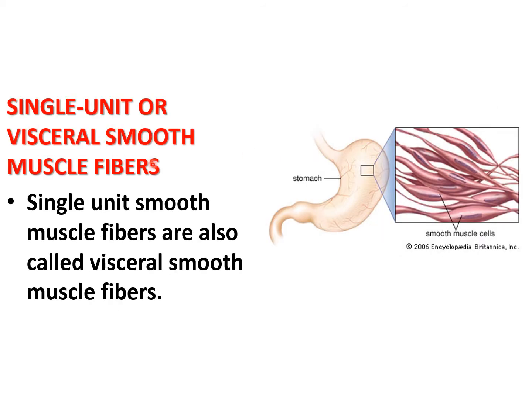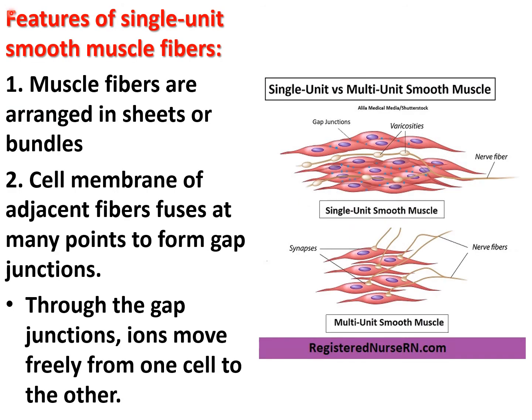Single unit smooth muscle fibers are also known as visceral smooth muscle fibers because they are present in the visceral organs. Now, features of the single unit smooth muscle fiber. Muscle fibers are arranged in sheets or bundles. The cell membranes of adjacent fibers fuse at many points to form gap junctions, and through the gap junctions ions move freely from one cell to another.